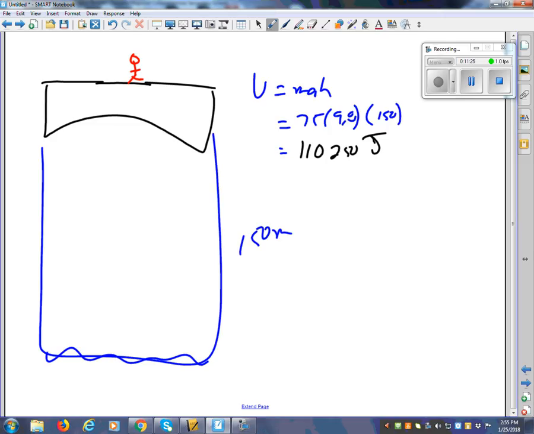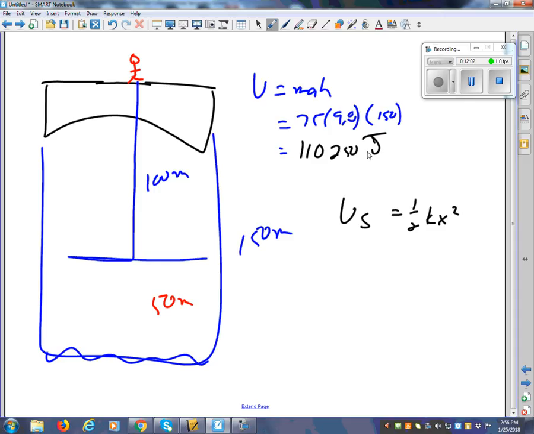When he gets to this point right here, which is 100 meters long, that's when the spring starts to stretch. So can we put 110,250 joules into stretching the spring without going a distance of 50 meters? Some of it would go to heat, that's correct. But all of that becomes spring energy, which is 1/2 kx squared.